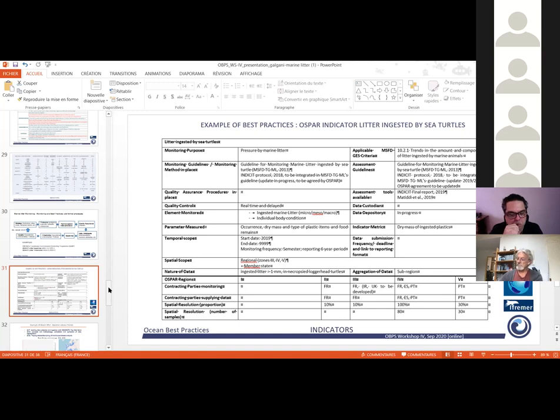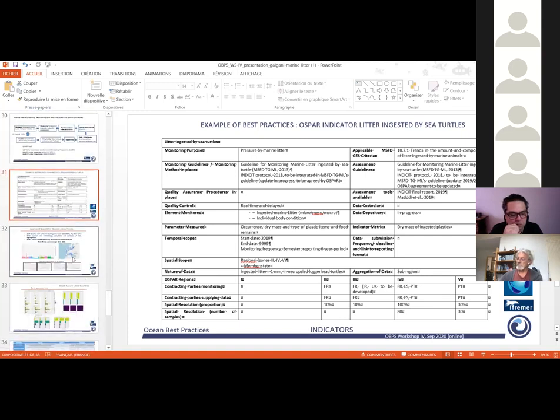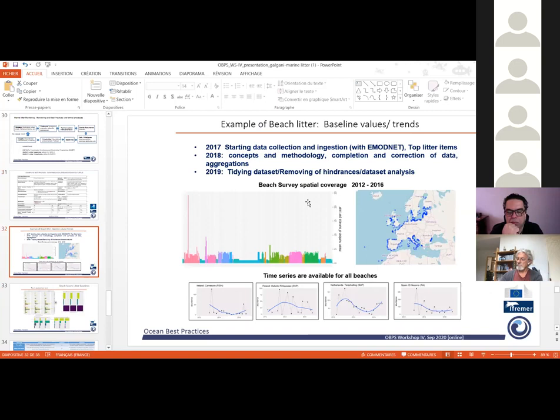So the second example, I think, is quite important, is about baselines. Monitoring means we do a baseline, where we are starting from, at least to see whether amounts are increasing or decreasing, but also to see whether a measure has been efficient or not. So this is an example of a baseline for beach litter.